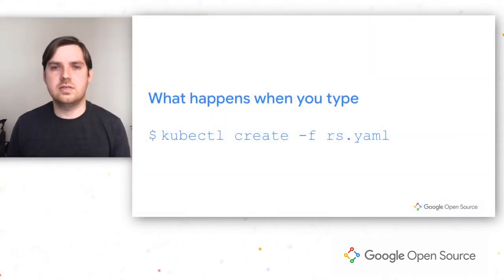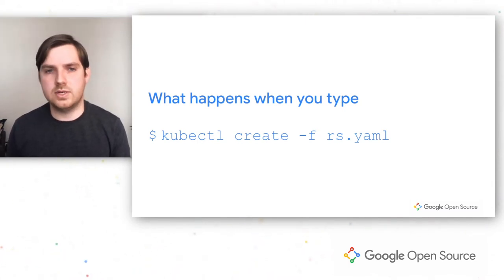Hey there, I'm Kevin Delgado, a software engineer that works on open source Kubernetes here at Google, and today I'm going to take us through the life of a Kubernetes API request. The main focus here is to understand what happens when you type kubectl create and pass in a Kubernetes object with the -f flag. For example, what happens when you call create and pass in a YAML file with a single replica set object?